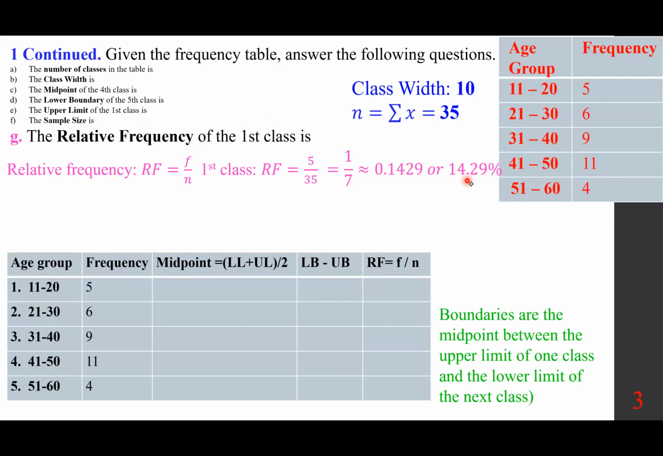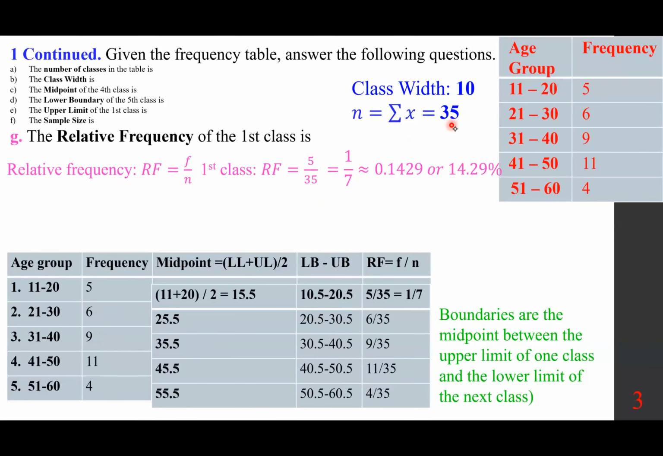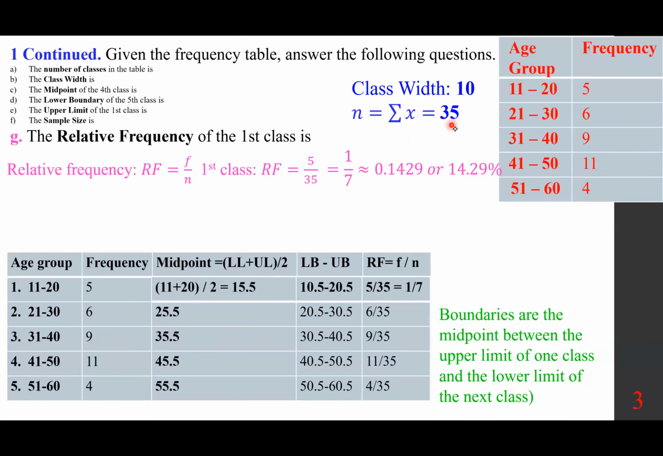What I want to mention is how we find all of them in general. If we find this one as 5 over 35, this one as 6 over 35, 9 over 35, 11 over 35, 4 over 35, and you simplify. That's how you find the RF. Okay, everybody? Now, what I want to add here, so that's RF and you simplify. I'm going to leave it for you to simplify if need be, or percent.